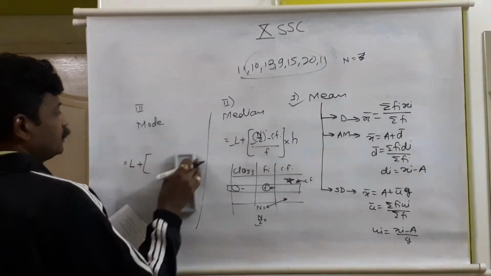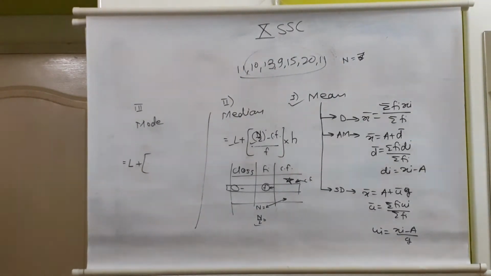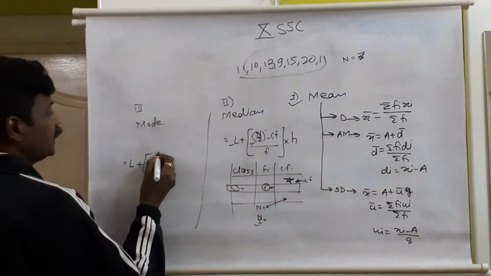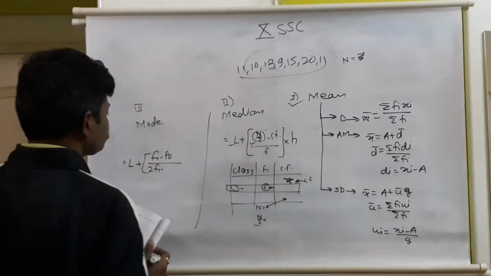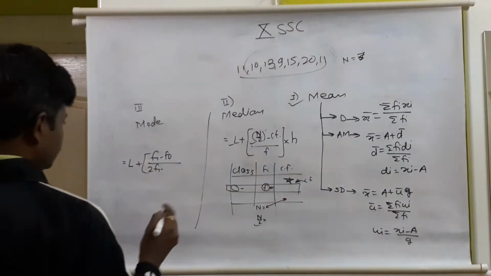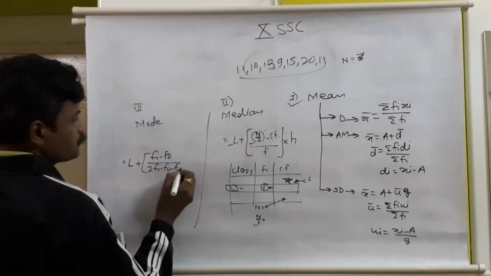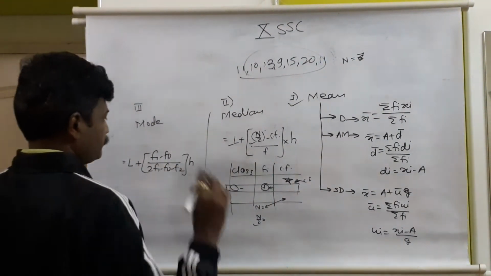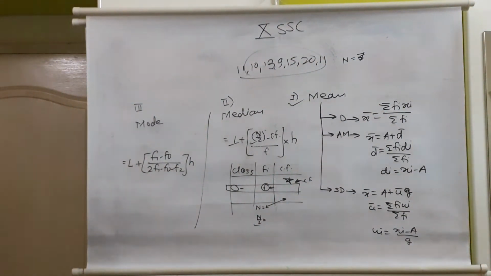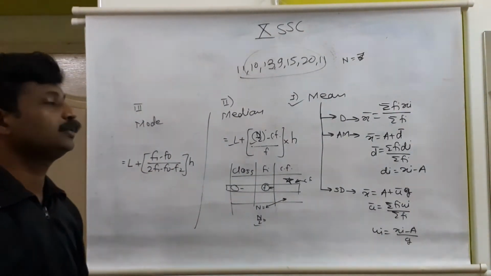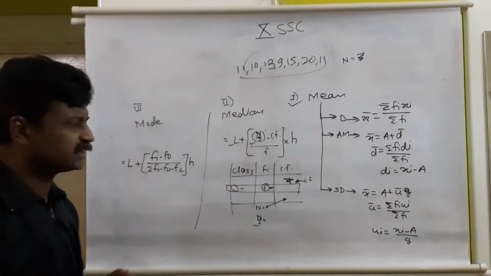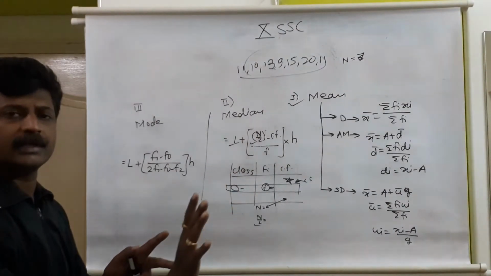Sorry, this is at the denominator. L plus f1 minus f0 upon 2f1 minus f0 minus f2, bracket complete, into h. Now, mode is equal to L plus f1 minus f0 upon twice f1 minus f0 minus f2, into h. Now what are these things? Very simple, it is just related to the table.